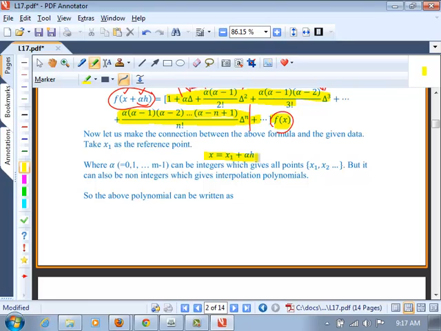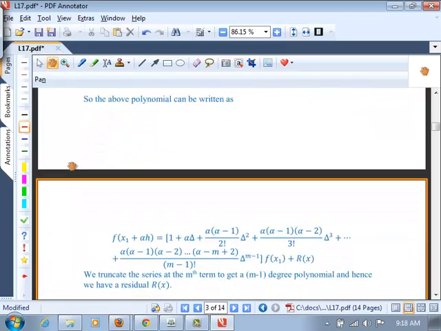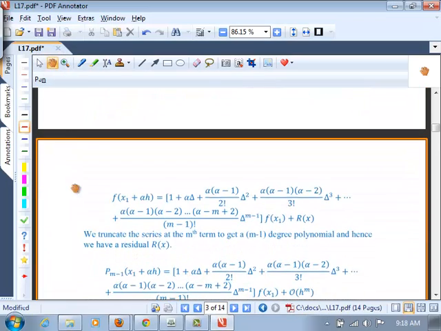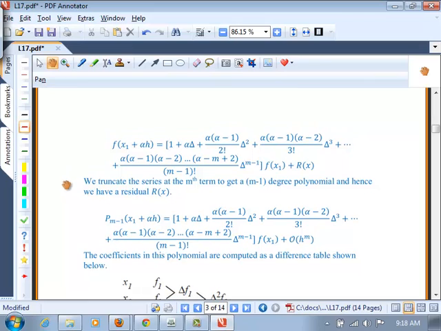So I'm getting a new polynomial in alpha, and alpha can be 0, 1, 2, say up to m minus 1. So I'm truncating it. If you give me m data points, the highest polynomial that I can construct is only of degree m minus 1. So I'm going to split that expansion into two parts. You see it here. This is my transformed variable. So alpha are my unknowns now.